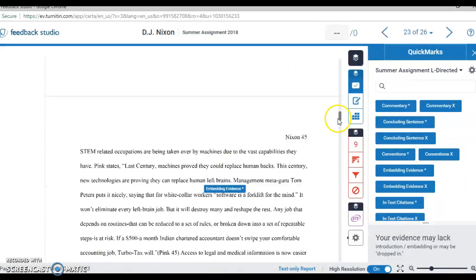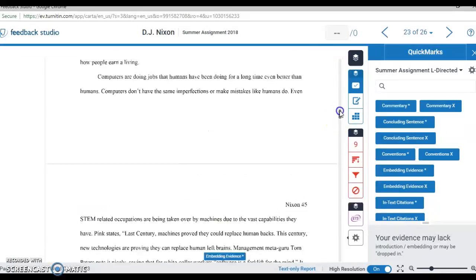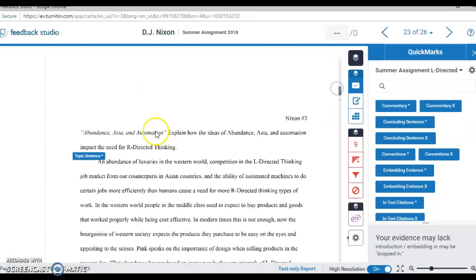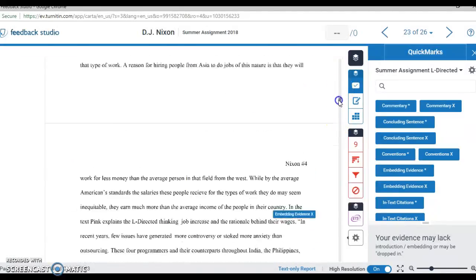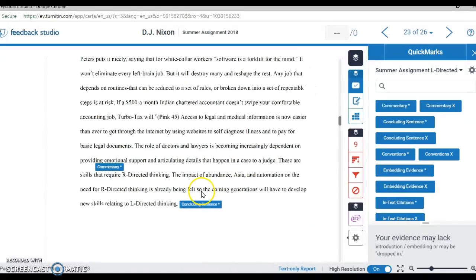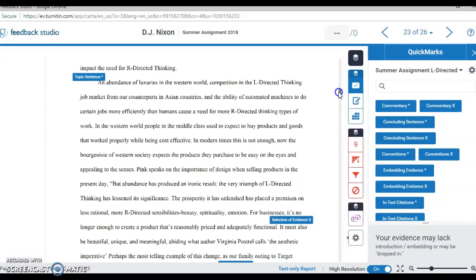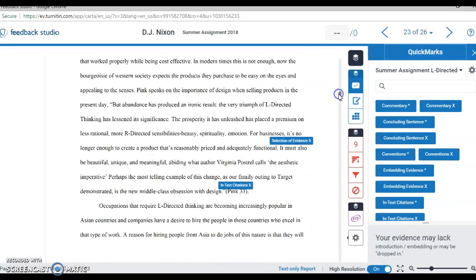Next, I actually look at the end of your paragraph for a concluding sentence, and we want that to also tie back up to the question and signal to the reader that the paragraph is ending. Again, I think you did a great job of summarizing this and also getting to the importance of why. I like what you said, coming generations are going to have to develop these new skills. So really good job.